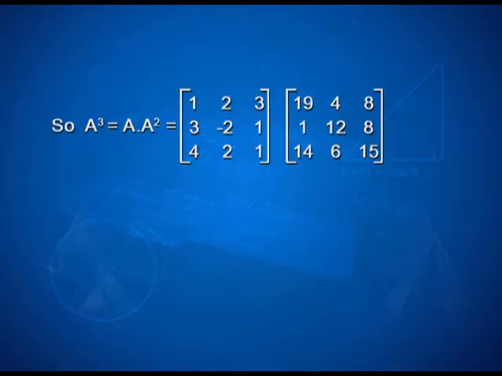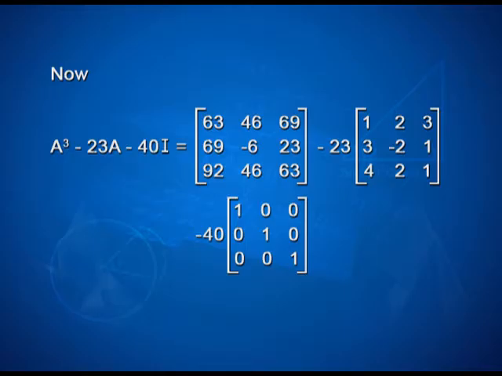So, A cube can be simplified as A into A square. A matrix is [1, 2, 3; 3, -2, 1; 4, 2, 1] multiplied by the previous matrix A square we have obtained above, [19, 4, 8; 1, 12, 8; 14, 6, 15]. This on multiplication gives us A cube minus 23 A minus 40 I as [63, 46, 69; 69, -6, 23; 92, 46, 63] minus 23 into matrix A, 23 into [1, 2, 3; 3, -2, 1; 4, 2, 1] minus 40 into the identity matrix. The identity matrix is [1, 0, 0; 0, 1, 0; 0, 0, 1].